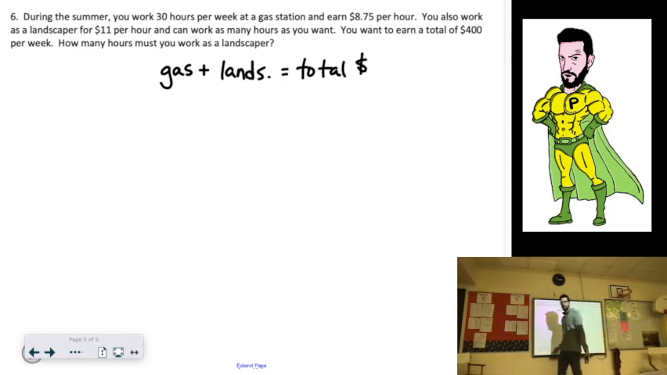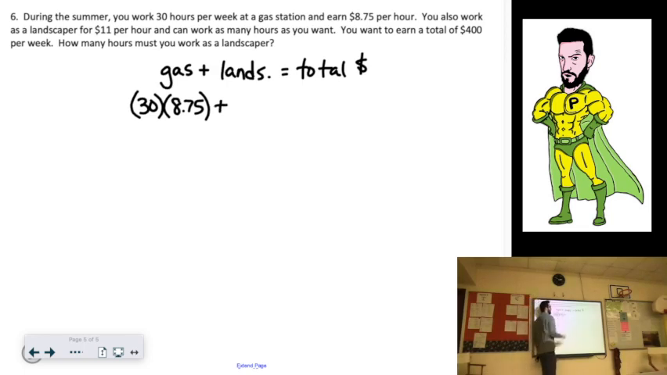So how much do we make at the gas station? Well, it says we work for 30 hours and we get $8.75 every single one of those hours. So we would just do 30 times $8.75. That'll be our gas station money. We also get to add in our landscaping money. We get $11 per hour. We don't know how many hours we work. That's the mystery, so that will be the variable. But we're going to multiply however many hours we get by 11. To get a total, we want it to be $400.